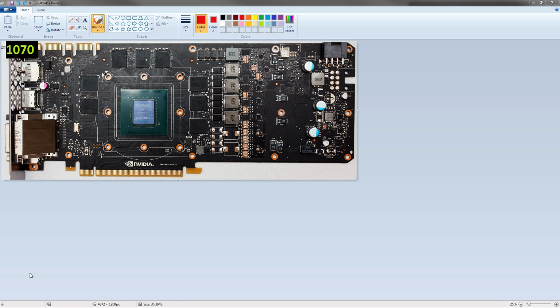The PCB picture, as always, is pulled from TechPowerUp.com's review of the GTX 1070 Founders Edition. So yes, this is the Founders Edition PCB. This is the very special PCB that you will be paying a premium for.